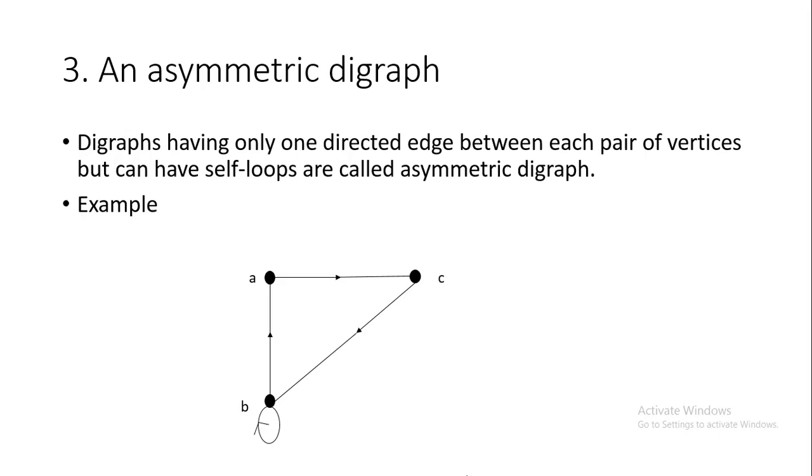In an asymmetric digraph, there is only one directed edge between each pair of the vertices. So in this example, suppose there are the two vertices A and C. Between these vertices there is only one directed edge. There is no other edge between vertices A and C, but it can have the self loops. So in this example B has the self loops. So these conditions are satisfied. That's why it is called an asymmetric digraph. Only one directed edge between each pair of vertices is the condition for the asymmetric digraph.